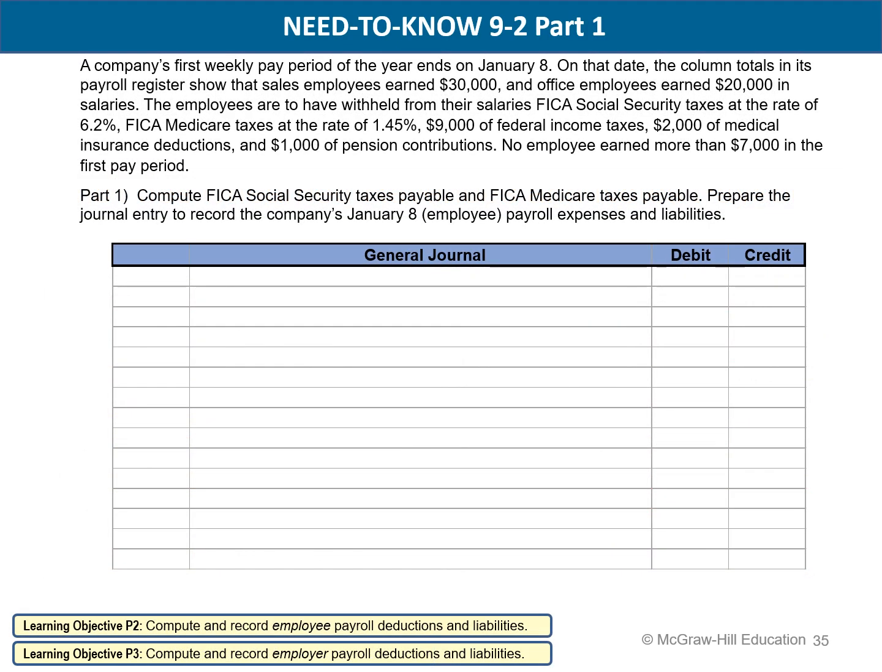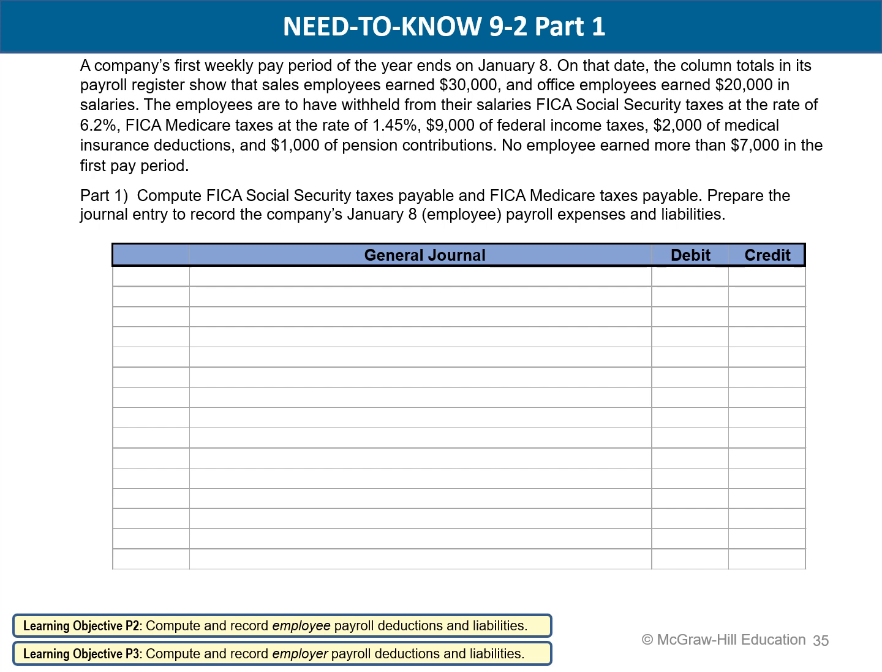So let's look at an example. The company's first weekly pay period of the year ends on January 8th. On that date, the column totals in its payroll register show that the employees earn $30,000. Office employees earn $20,000, and they have all these taxes withheld from their paychecks. And so what they want us to do first is to compute the FICA Social Security tax payable and then FICA Medicare tax payable and prepare that entry.